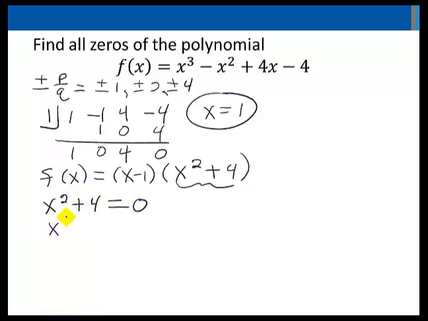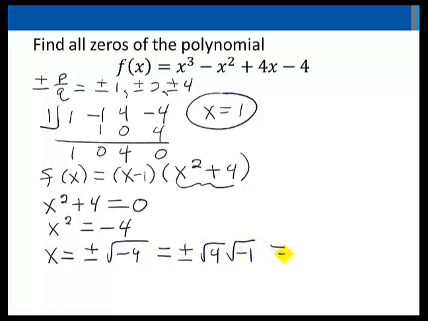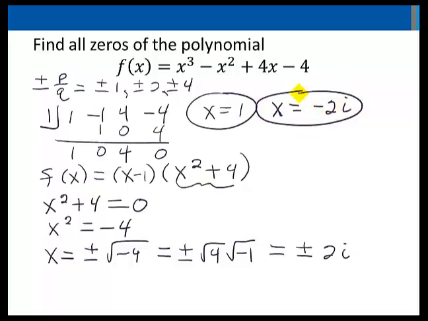I subtract 4 from each side and get x squared equals -4. So x will be equal to plus or minus the square root of -4, which is equal to plus or minus square root of 4 times square root of -1, or plus or minus 2i. So I have zeros of x equals 1, x equals -2i, and x equals positive 2i.